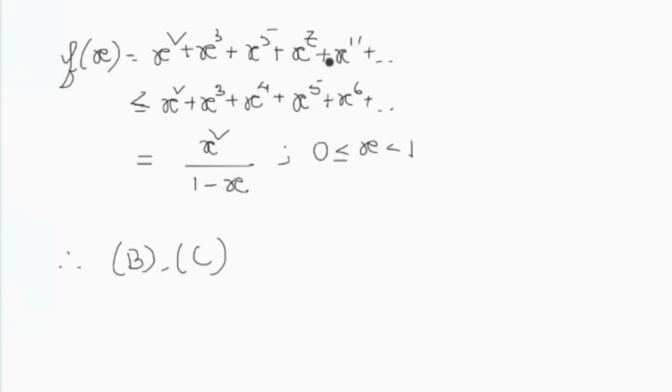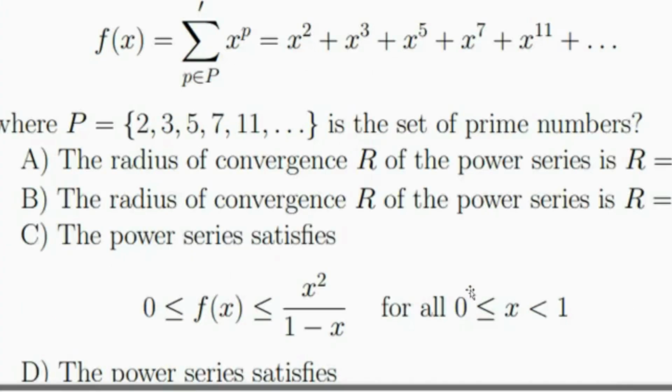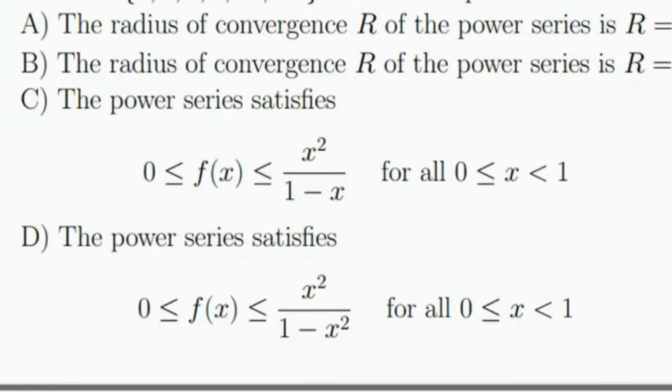Let me get back to the options once. The first two options talk about the value of r, and the last two options ask us whether the power series satisfies two given inequalities. Obviously, the left hand side is trivial. f(x) is obviously greater than or equal to 0 for 0 less than or equal to x less than 1. We just have to check the right hand side.